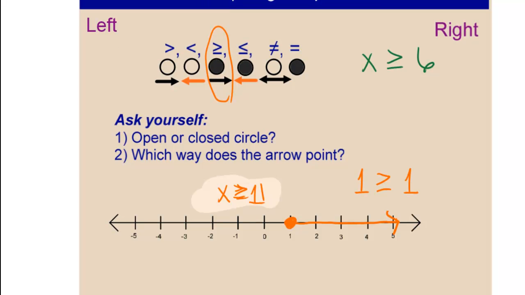So there's two things that you want to ask yourself always. You want to ask yourself, should I use an open or closed circle, and which way does the arrow point? The arrow will point in the negative direction if it's a less than, and it'll point in the positive direction if it's a greater than.